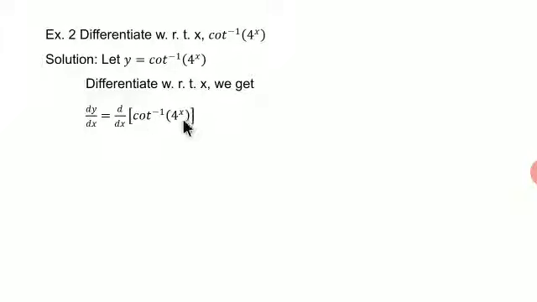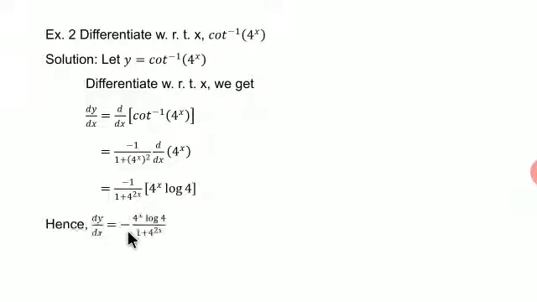Here instead of x, again 4 raised to x is there. So again apply the same criteria, meaning replace x by 4 raised to x and multiply this term by the derivative of 4 raised to x. So it is equal to minus 1 upon 1 plus 4 raised to x bracket square into d by dx of 4 raised to x. Now the derivative of 4 raised to x is 4 raised to x log 4. So dy by dx is equal to minus 1 upon 1 plus 4 raised to 2x multiplied by 4 raised to x into log 4.